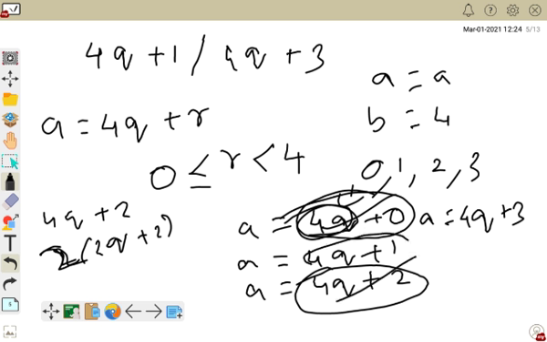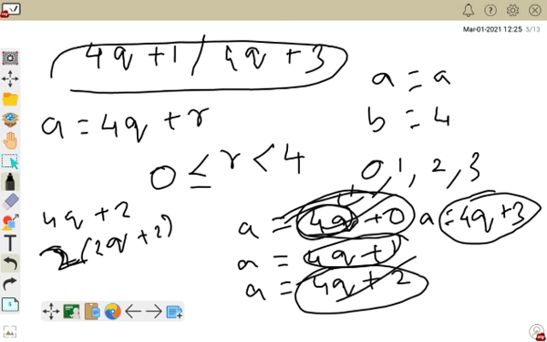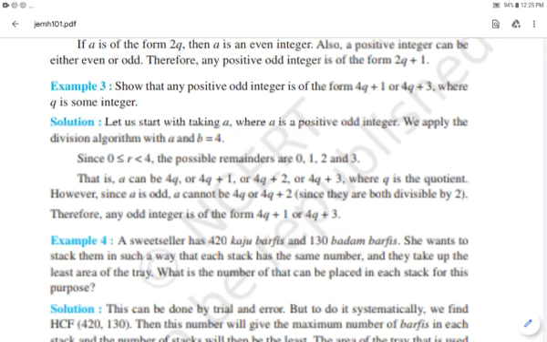So 4q plus 1 and 4q plus 3 are odd numbers. So that's what they have asked us to prove. Okay, so next we will see another sum. Next sum, example 4.